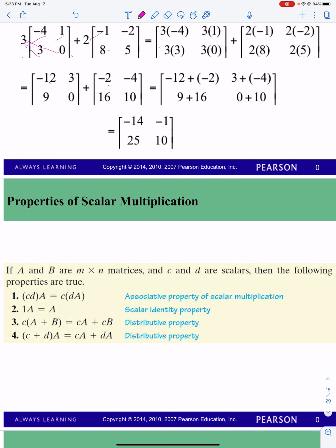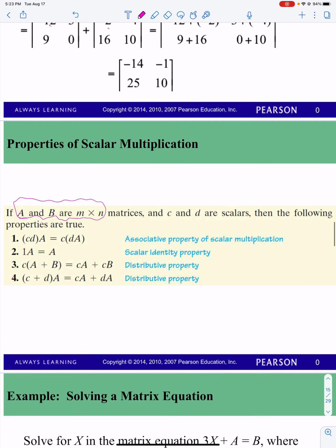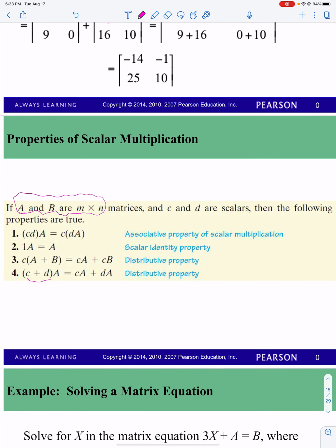And then we have properties of scalar multiplication. CD multiplied with A, you can do CD times A, and 1 multiplied with the matrix is the same thing. You also have distributive properties: C times matrix A plus matrix B. And when could you add two matrices? Because they have the same order, you can do the addition. Then you can also do this with two numbers.